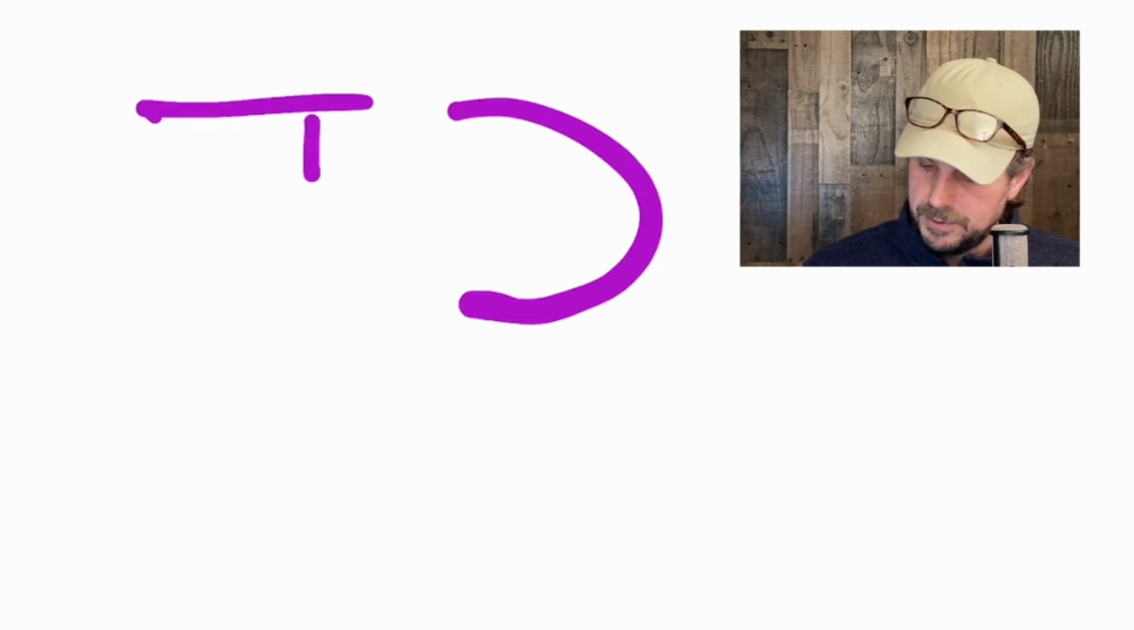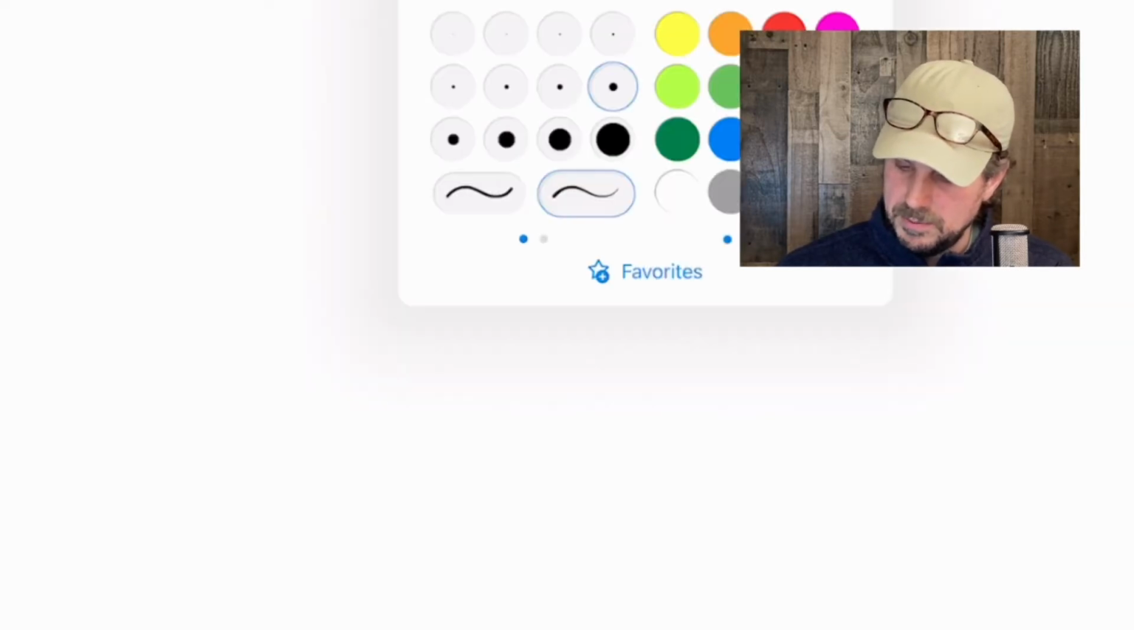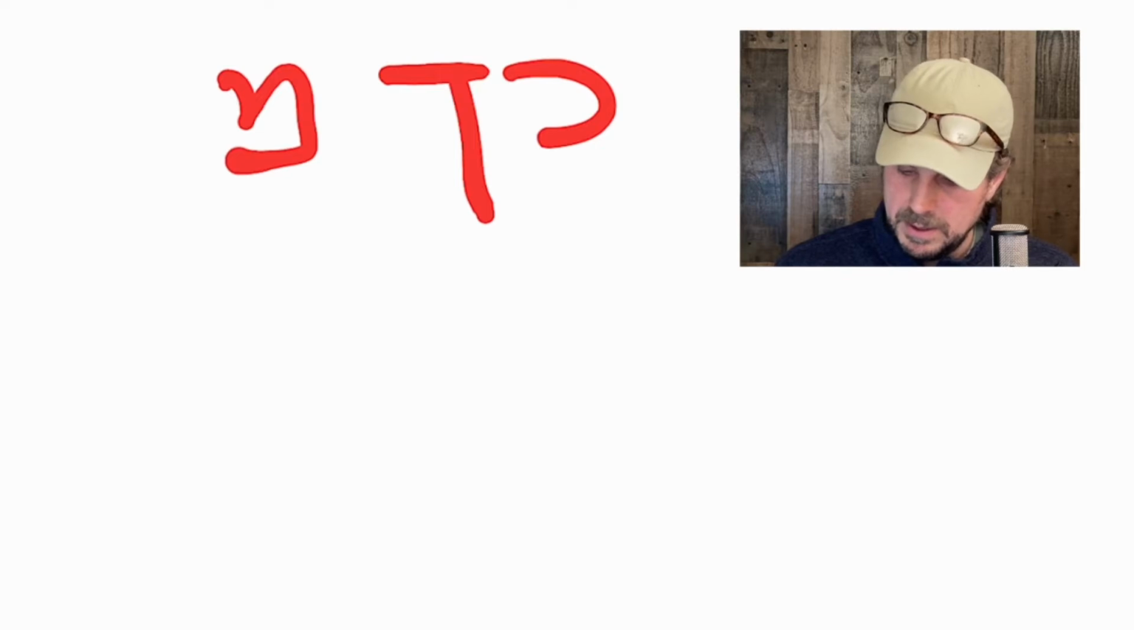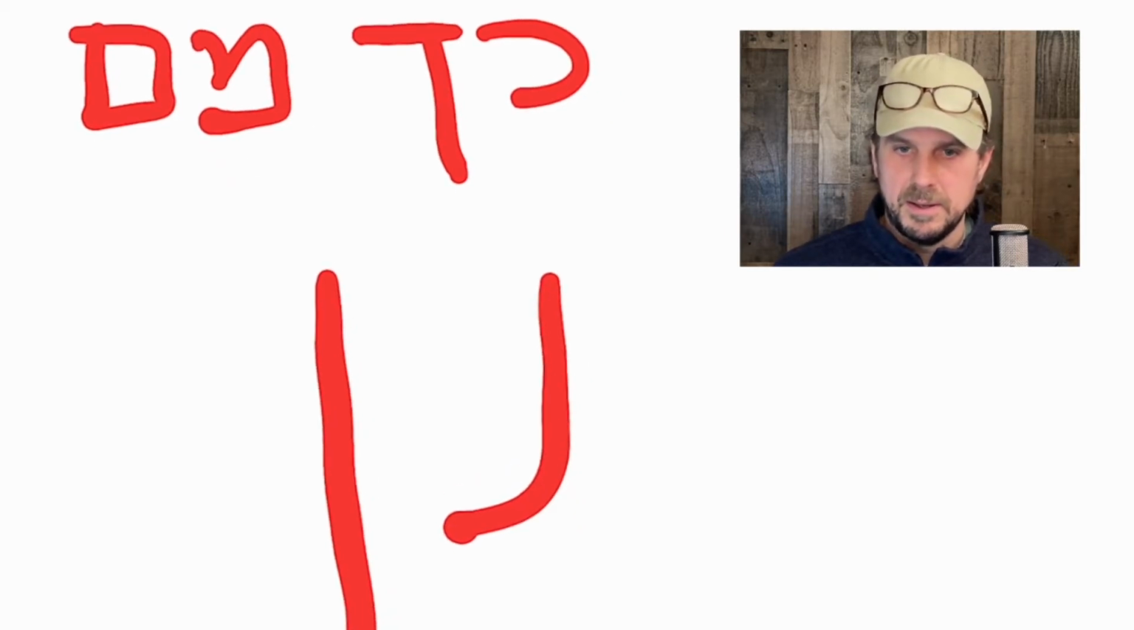A Kaf and a Kaf Sofit. A Mem and a Mem Sofit. So one more time, let's go to red. We have Kaf and Kaf Sofit. We have Mem and Mem Sofit. Now we have Nun and Nun Sofit. There you go.